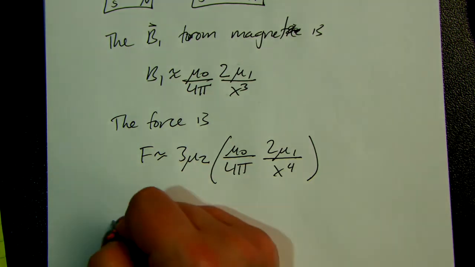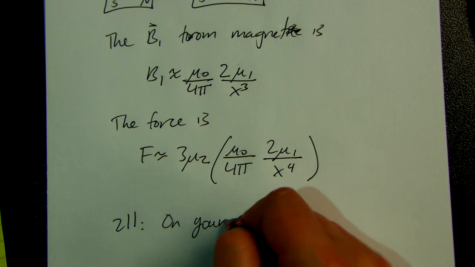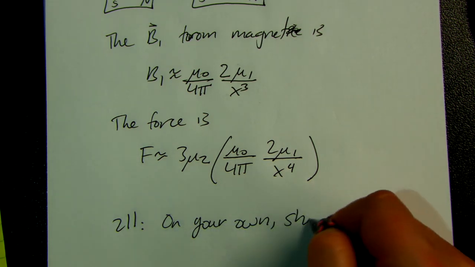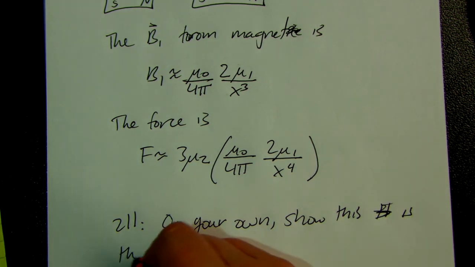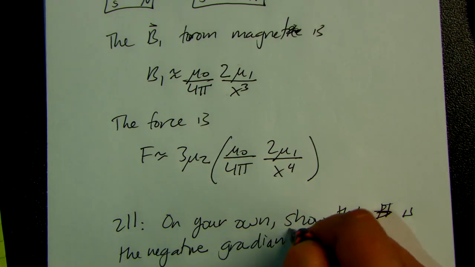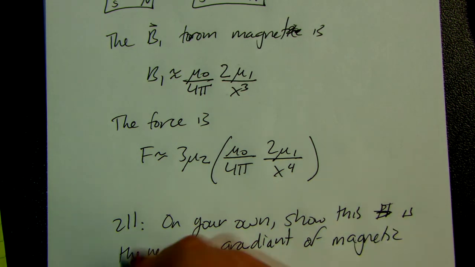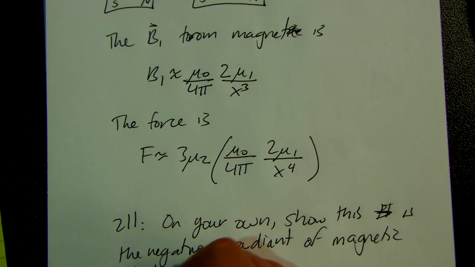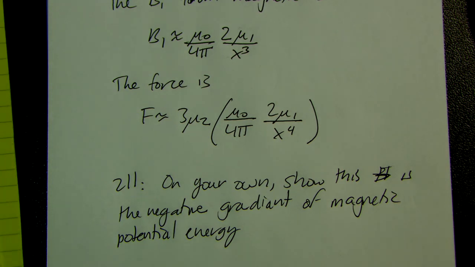So those of you in 211, you need to, on your own, show this is the negative gradient of magnetic potential energy. All right, so moving right along.